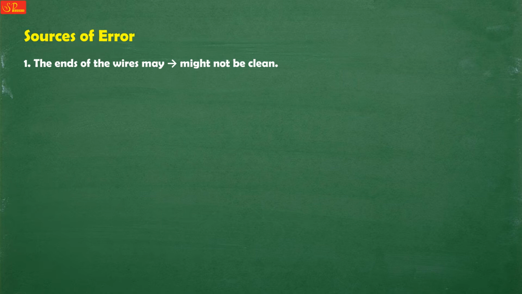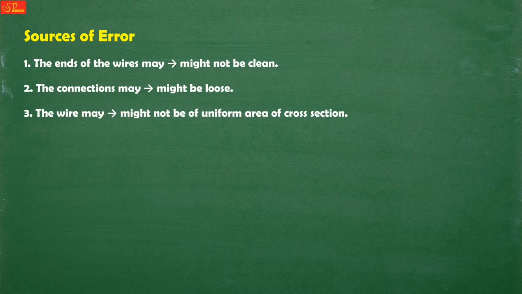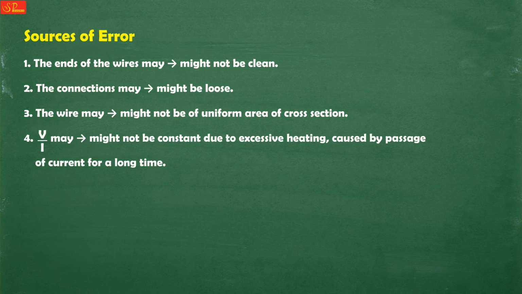Sources of error: the ends of the wires might not be clean. The connections might be loose. The wire might not be of uniform area of cross section. V by I might not be constant due to excessive heating caused by passage of current for a long time.